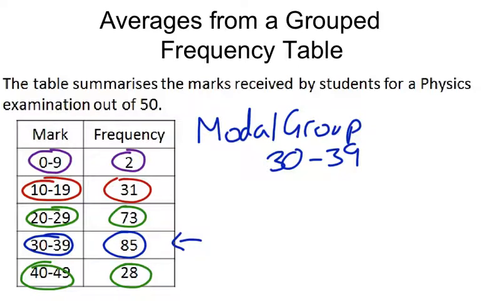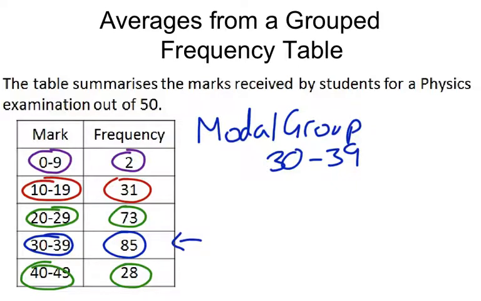Now, one problem with grouping data is that we don't actually know the actual mode of the data. We have lost some accuracy in our calculations because we are using groups to represent the data, and that's going to be true with all of our averages. For the range, we have the problem that we don't know what the largest mark or the smallest mark is. The most we can say is that the maximum possible range is 49, but we do not know the exact range.